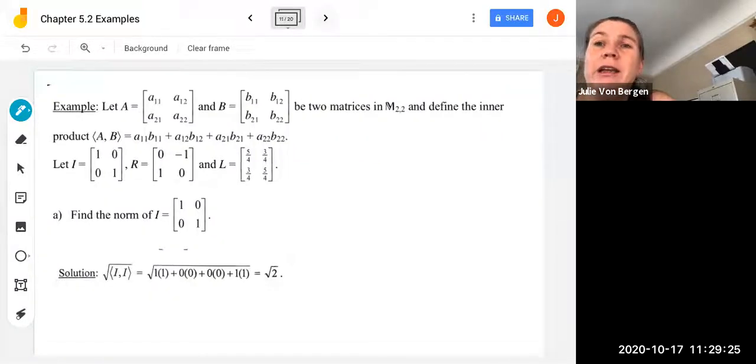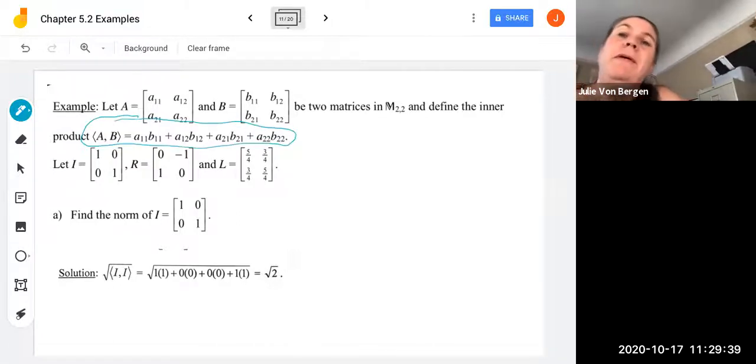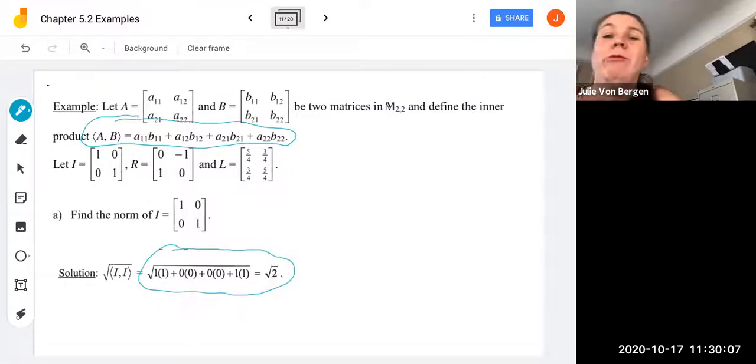So now we're going to go back to our example with A and B being two matrices in M 2x2. We're going to use the same definition of inner product that we showed was in fact an inner product in the earlier example. We're going to let I be the identity 2x2 matrix. R is going to be the matrix 0, -1, 1, 0. And L is going to be the matrix 5/4, 3/4, 3/4, 5/4. So we're going to do some calculations here. Let's start by finding the norm of I. That's the square root of the inner product of I with itself. So that's just the square root of 1 times 1 plus 0 times 0 plus 0 times 0 plus 1 times 1. So we get the square root of 2.